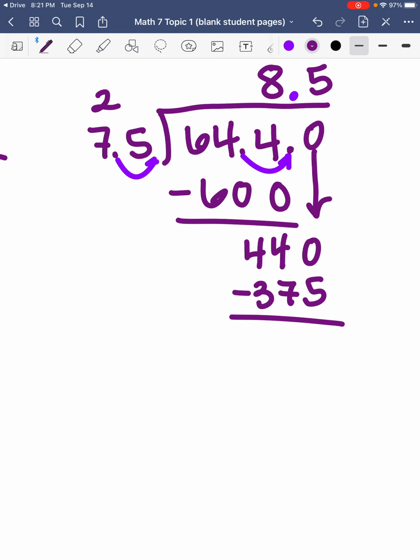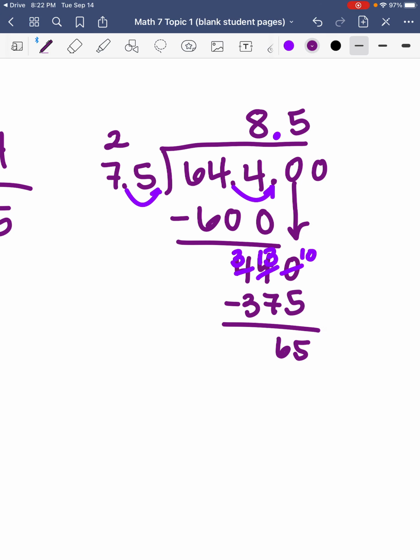So I can't take 5 away from 0. So let's make this 4 a 3. And that 0 a 10. 10 minus 5 is 5. I can't take 7 away from 3. So we'll make this a 3 and that a 13. 13 minus 7 is 6. So I get 65. Okay, well, let's keep on going. So add a 0, bring it down.